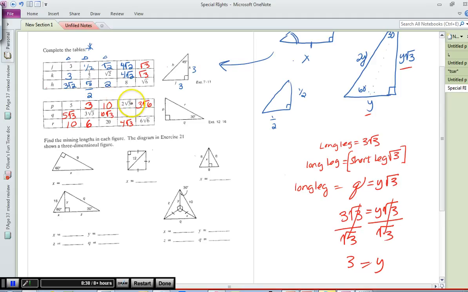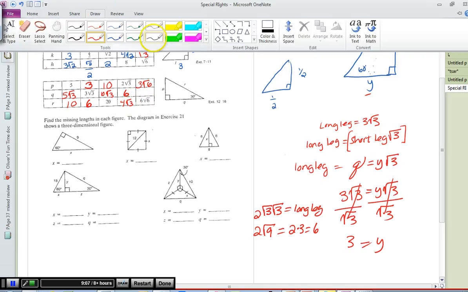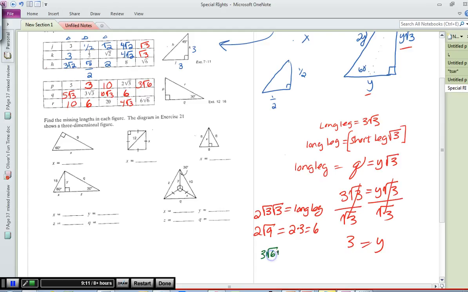2 square root 3 is this example. I'm going to make room to multiply short leg by a factor of square root 3 to get my long leg in this triangle. And I have 2 square root 9, which is 2 times 3, which is 6. In the last example, 3 square root 6 multiplied by square root 3 equals 3 square root of 18, which can be simplified as 3 square root 9 times 2, which gives us 3 times 3 times the square root of 2, or 9 square root 2.